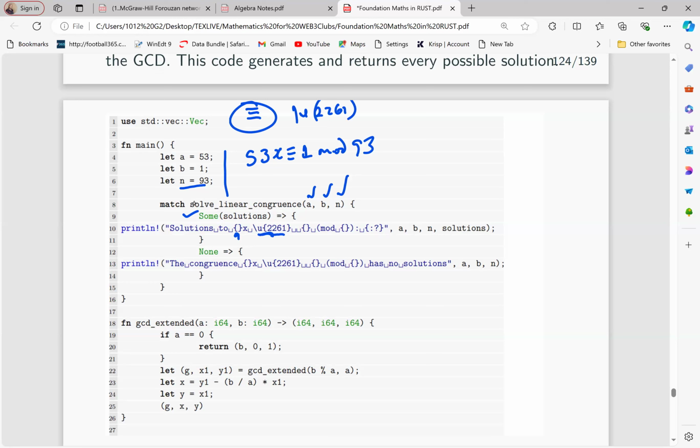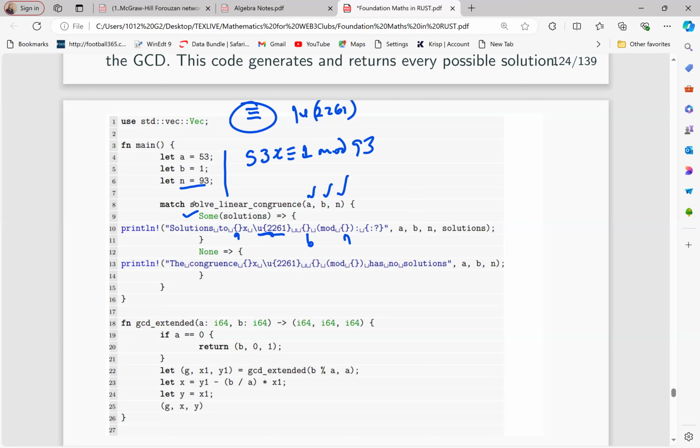Now, if there are some results, then it will read solutions to AX congruent to B mod N are. It lists the results here. If there are two results, it will list them there. If there's only one result, it will just put it there. And then, of course, the first bracket, the second bracket, the third bracket, and the fourth bracket represent those numbers.